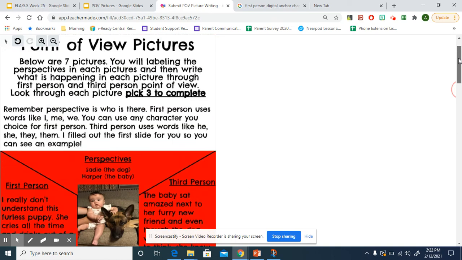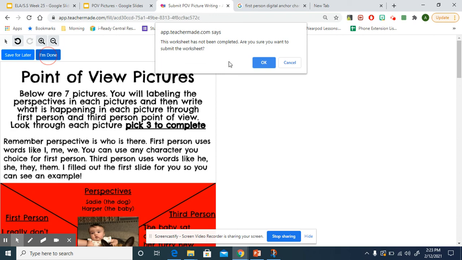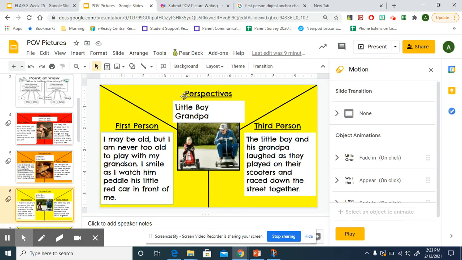You do not have to complete all 7. You only have to do 3. When you're finished, you need to hit I'm done. And it will say that the worksheet has not been completed just because it thinks that you have to fill out all 7 of them. Just go ahead and click OK as long as you have completed 3 of the pictures. And that's all you have to do.